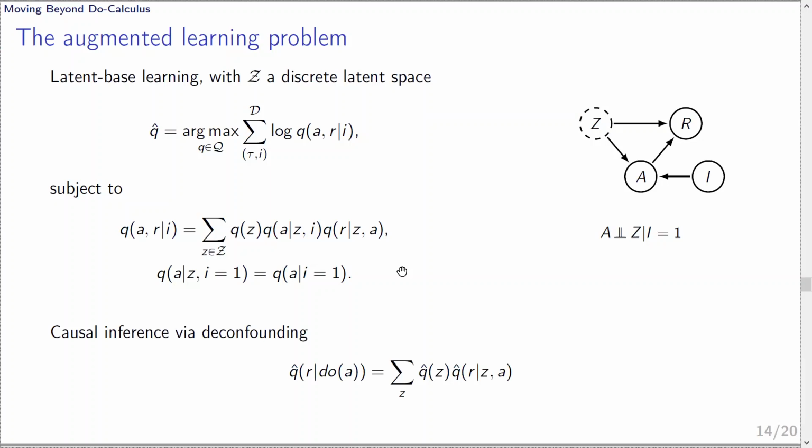And if you fit this latent variable model, you will find a compatible confounder. You will not recover the true confounder, but you will find a compatible one. And if you then apply the deconfounding formula to get back the causal model, this model will be stronger due to the observational data. And you can show it.